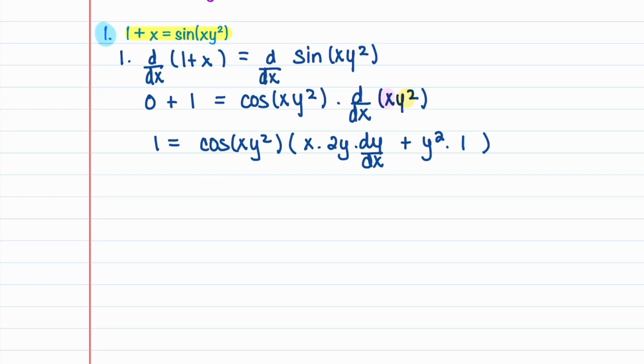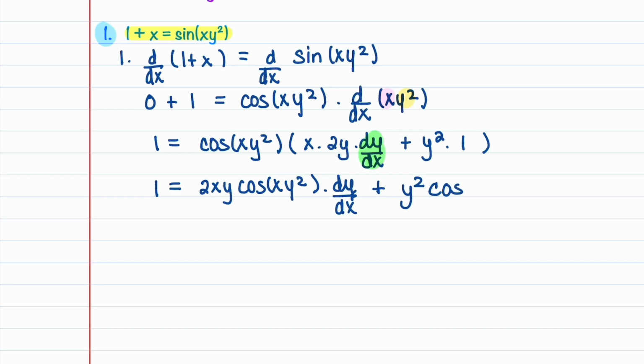Since we eventually have to solve for dy/dx, let's go ahead and multiply everything through on the right-hand side. This gives us 1 is equal to 2xy cosine xy squared. Notice I just rearranged the terms, and then we have a dy/dx plus y squared cosine xy squared.